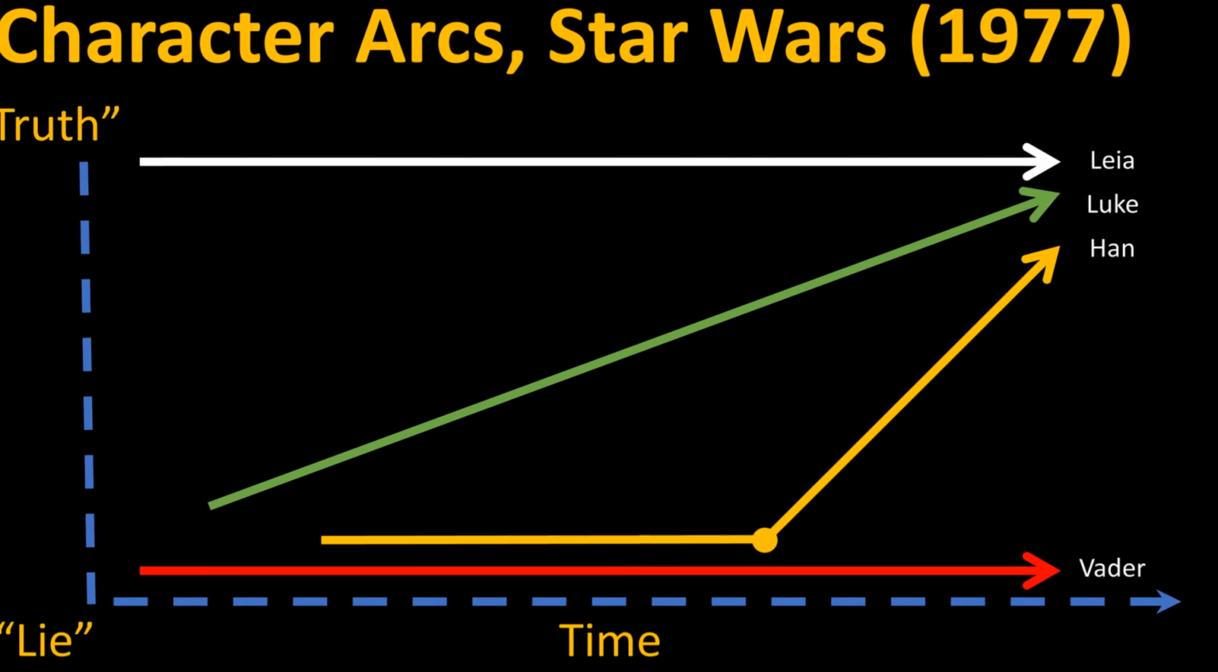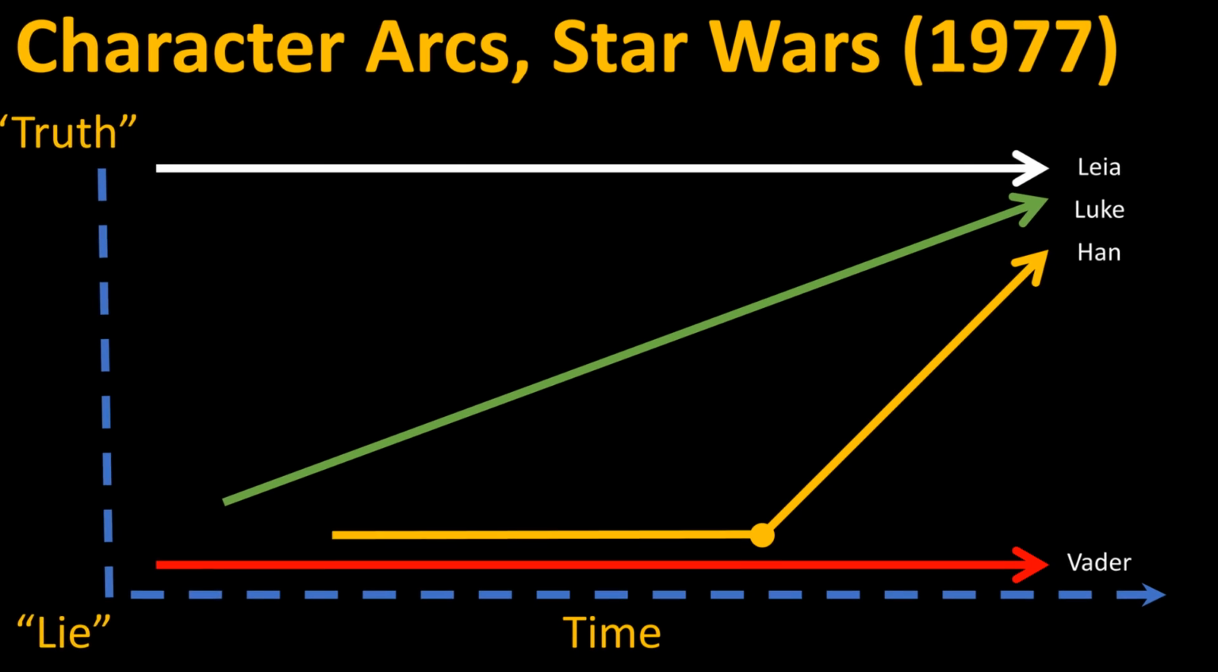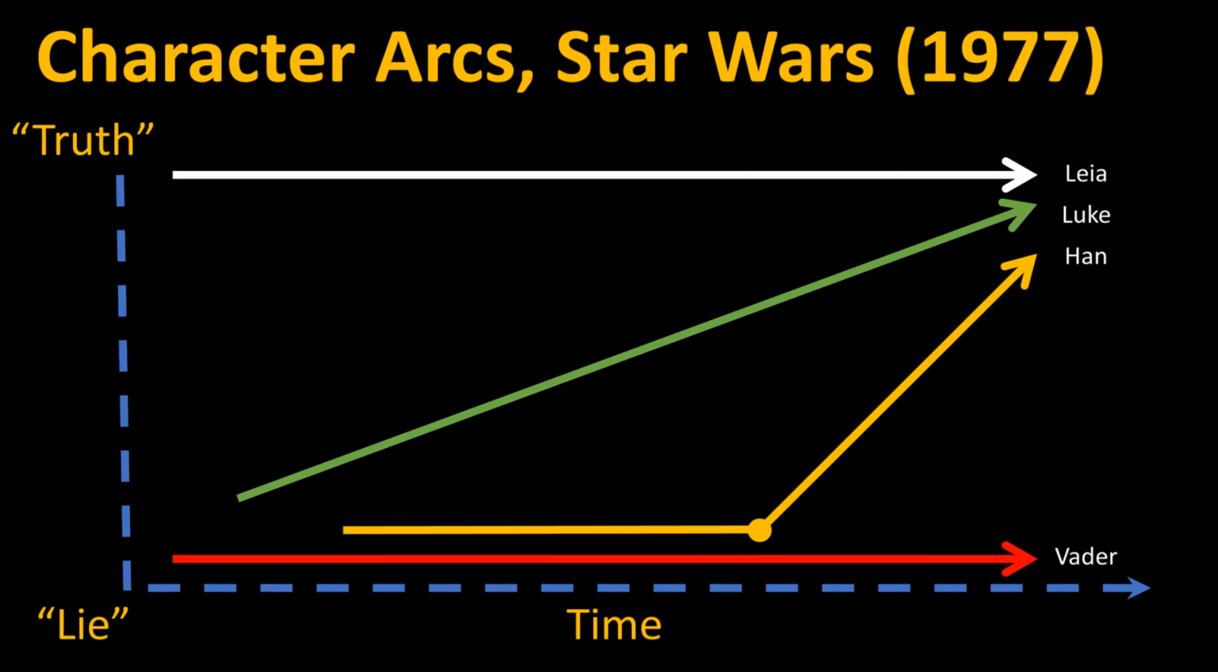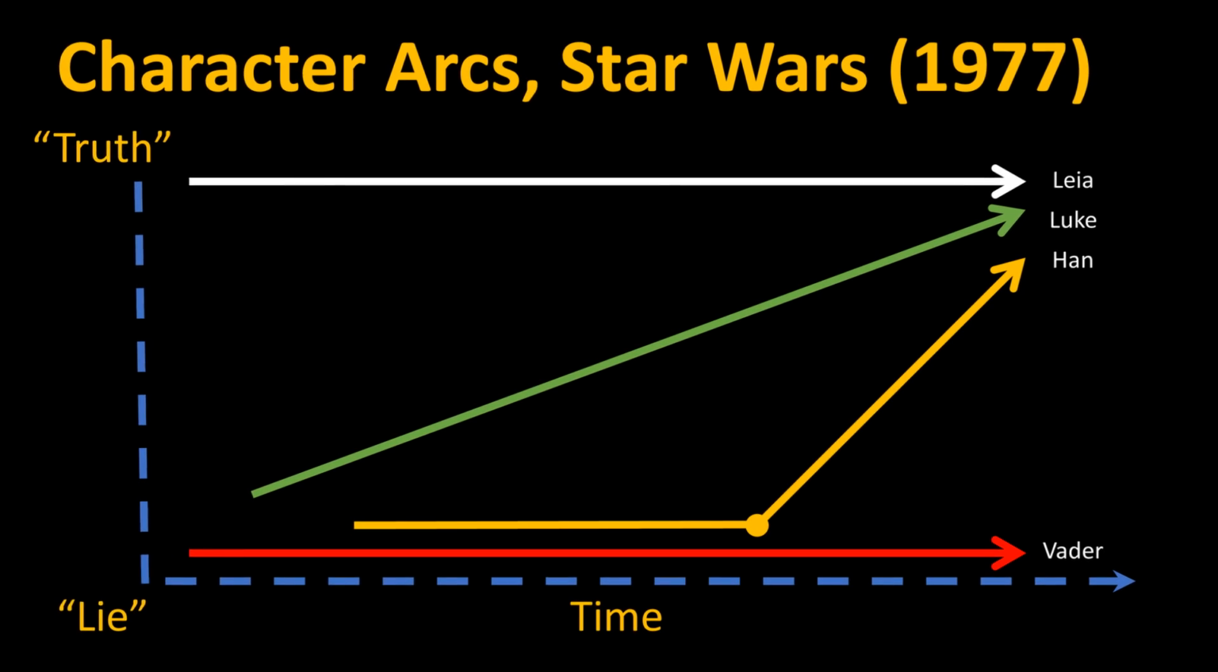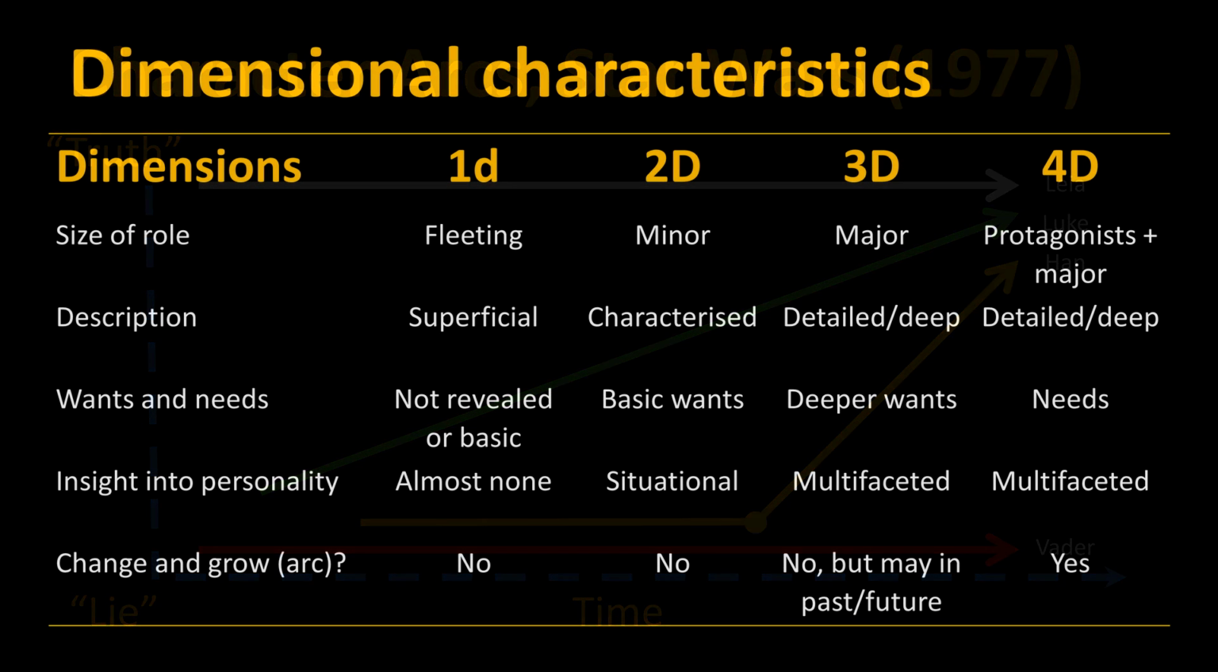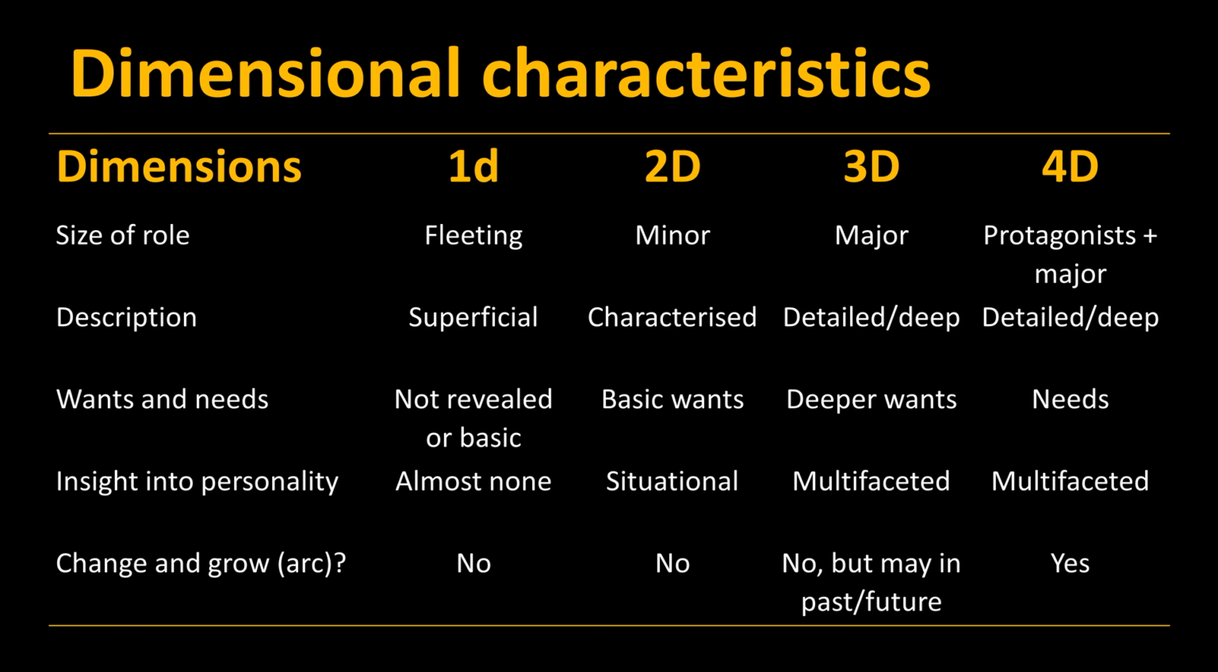So in conclusion, 1, 2, 3 and 4-dimensional characters all have important roles to play in our stories. If you have too few 3D and 4D characters, your writing will feel stale and thin, but have too many and it will become chaotic and unfocused. The important thing is to have a mix, with each character's dimensionality and development well suited to their role in the story.